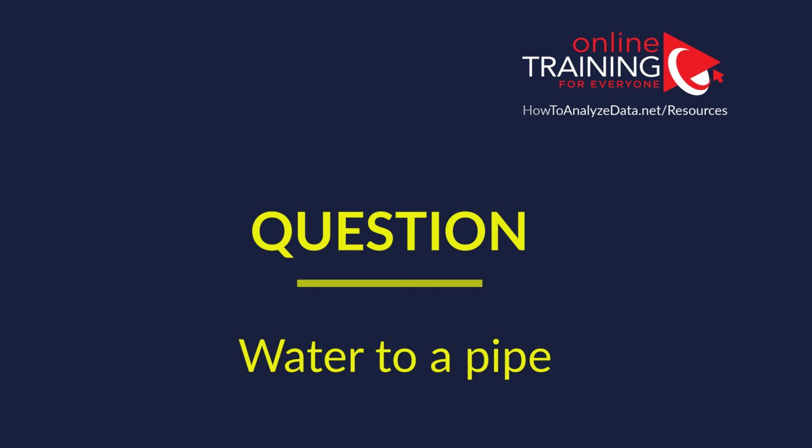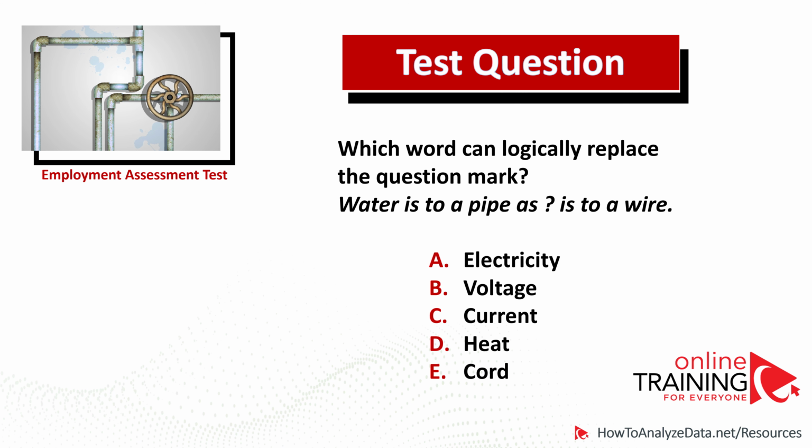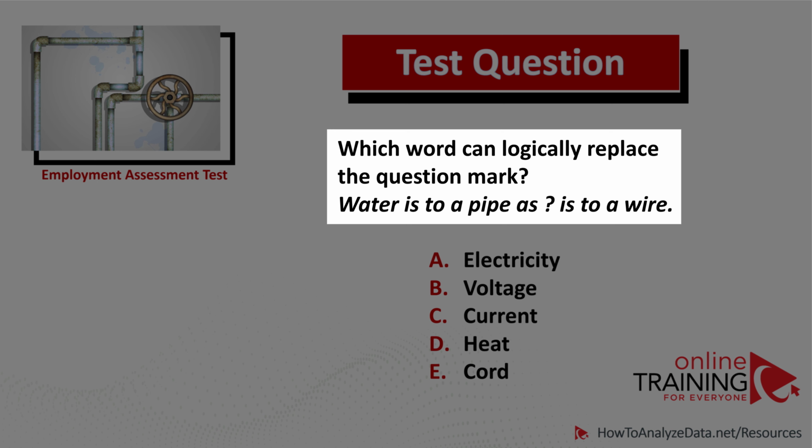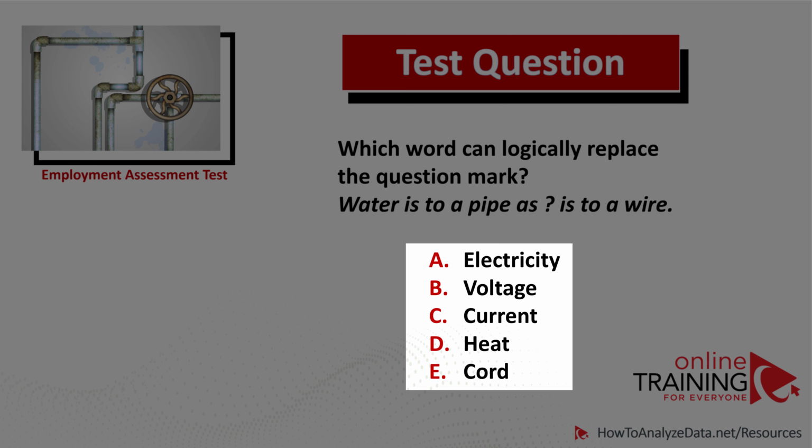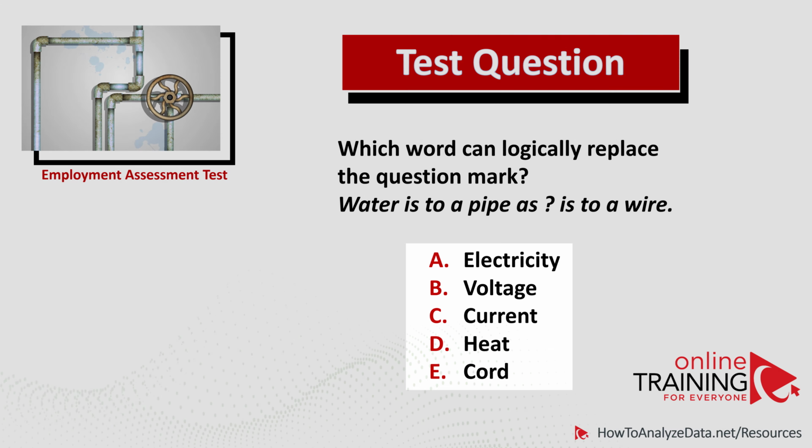Let's look at a tricky question, which is often used to test your knowledge of finding synonyms and understanding analogy in terms of the words. Which word can logically replace the question mark? Water is to a pipe as something is to a wire, and you have 5 choices: electricity, voltage, current, heat, or cord. Do you think you know the answer?